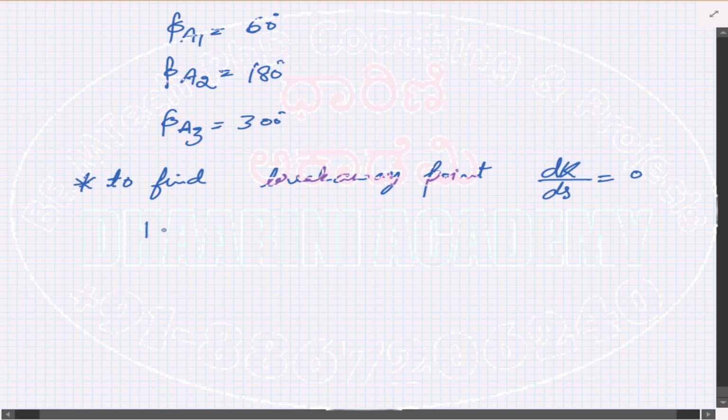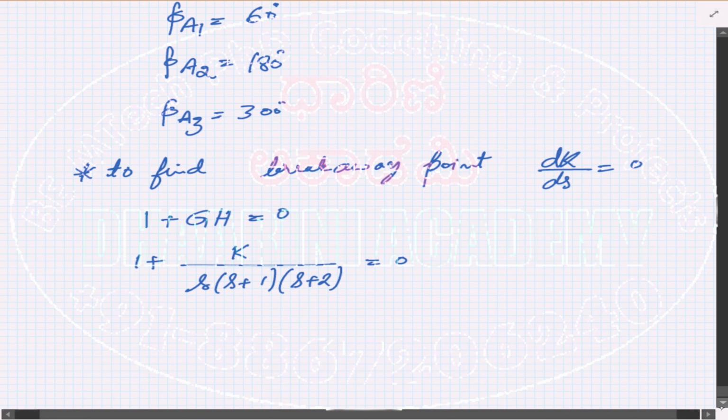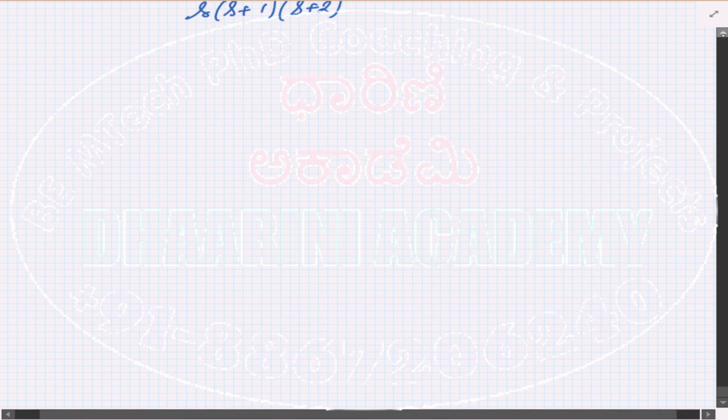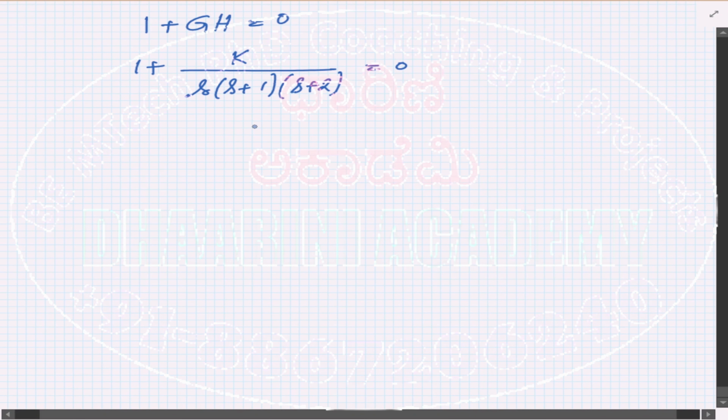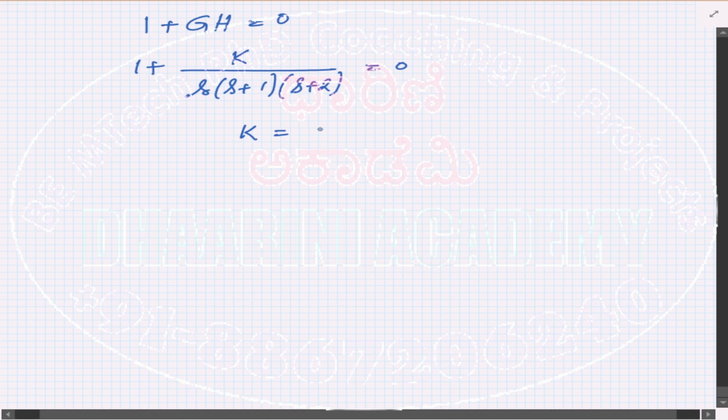From where am I going to get it? I will start with 1 plus GH equal to 0. So that is 1 plus the given equation, that is K divided by, because G into H is given, s into (s plus 1) into (s plus 2) is equal to 0. Okay, from this, I want you to calculate and tell me what is the equation of K that you are going to get. So that should be minus s into (s plus 1) into (s plus 2), right?